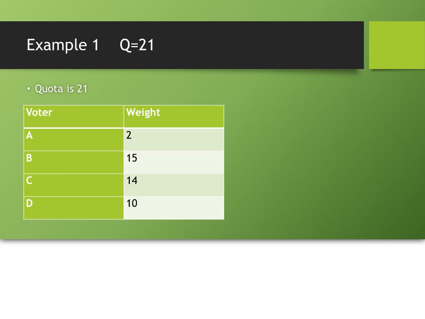So let's take an example here. We have A, B, C, and D. All right, now I'm going to do this one fairly quickly. Notice that A, B, C, and D all have different weights. And we're saying here that the quota is 21. All right. So let's start out by trying to find all of the winning coalitions. This is how you always should start out any Banzhaf power index. List out all of the winning coalitions.